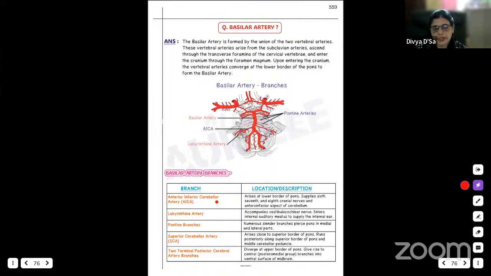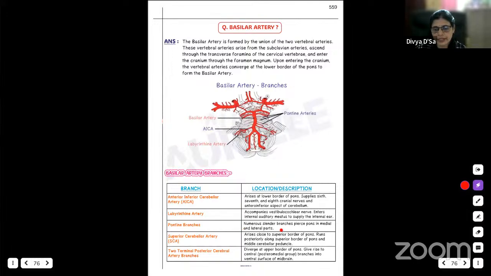So anterior inferior cerebellar artery arises at the lower border of the pons, and it supplies the 6th, 7th, and 8th cranial nerves and the anterior-inferior aspect of the cerebellum, as the name says, anterior-inferior. Labyrinthine artery accompanies the vestibulocochlear nerve. Okay, so it enters the internal auditory meatus to supply the internal ear.